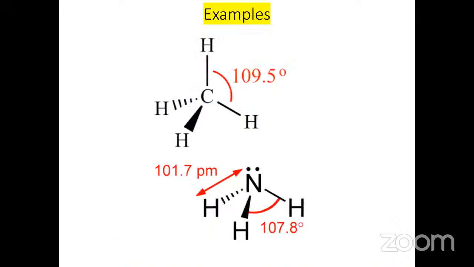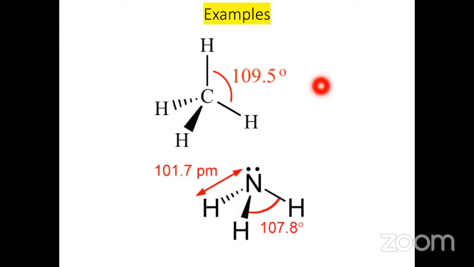Example: CH4. In CH4, the central atom is carbon. Its atomic number is 6, and its electronic configuration is 1s2, 2s2 and 2p2 in the ground state. It undergoes excitation to the excited state, where a 2s electron jumps into the 2pz orbital.